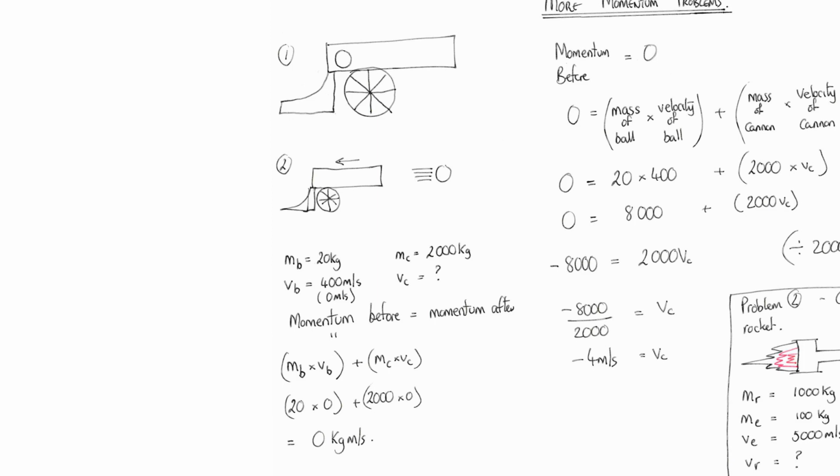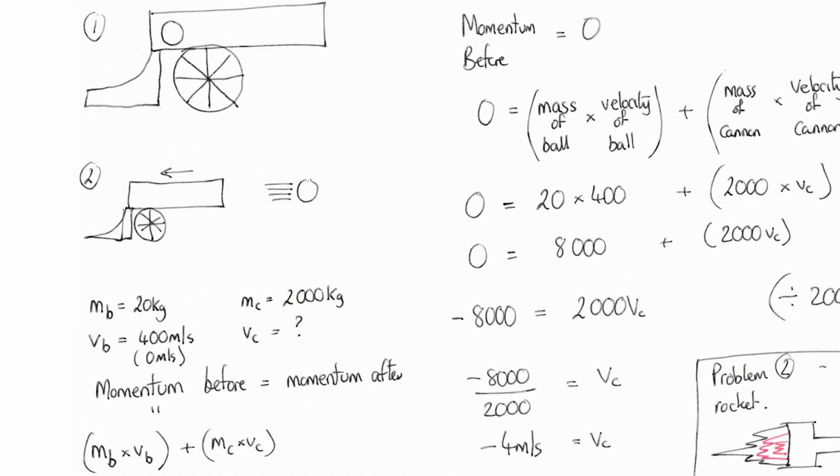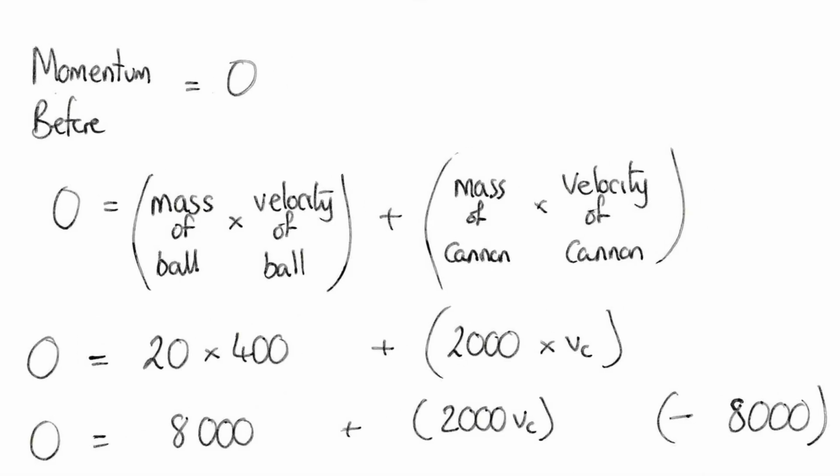And that's because it wasn't moving. So after the event, the momentum must also be 0. Okay? So momentum before is 0. Momentum after is also 0. And what we're doing here is trying to work out what the velocity of the cannon is going to be after it's fired.